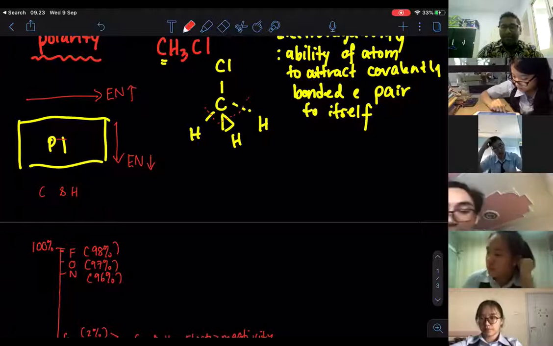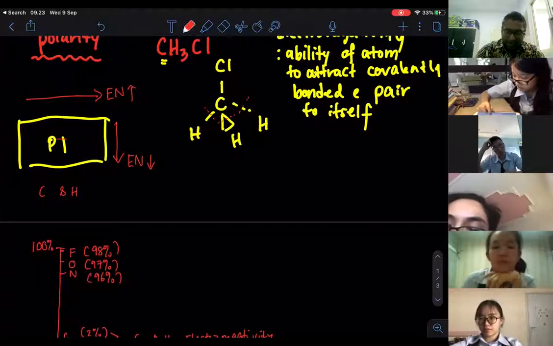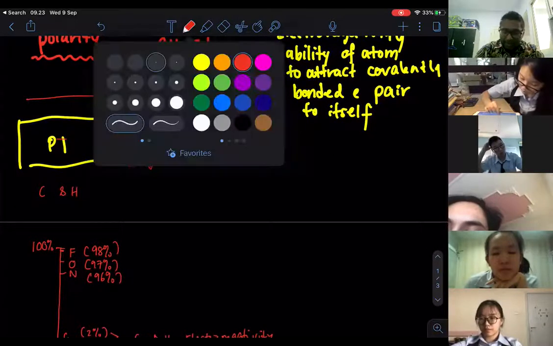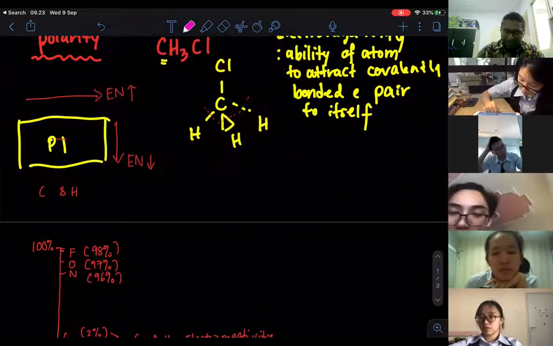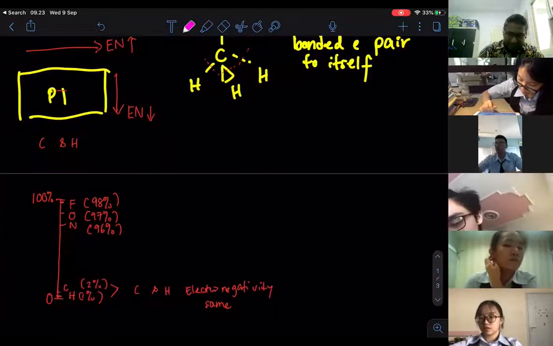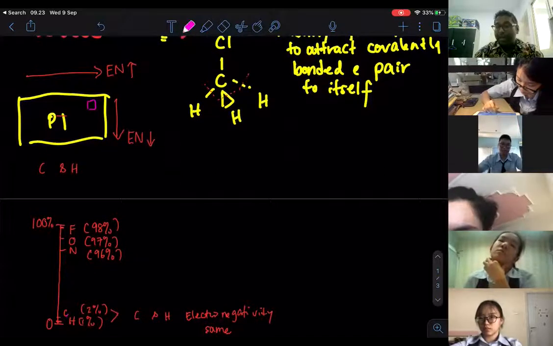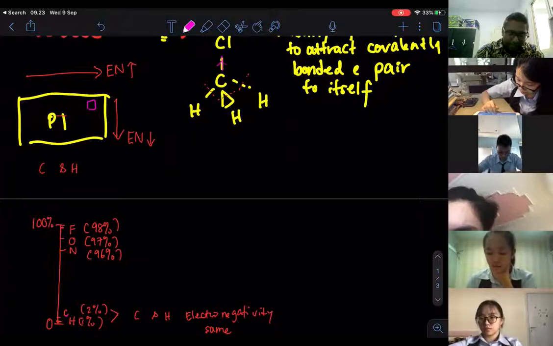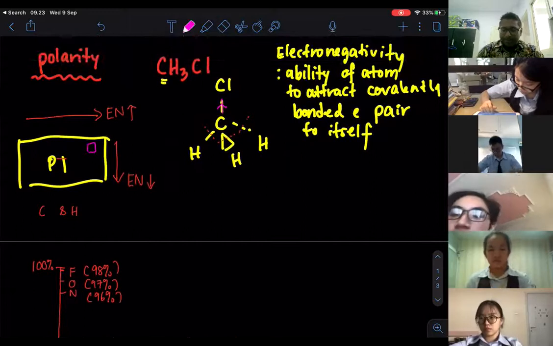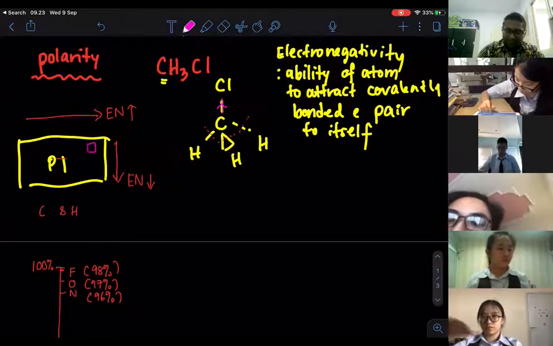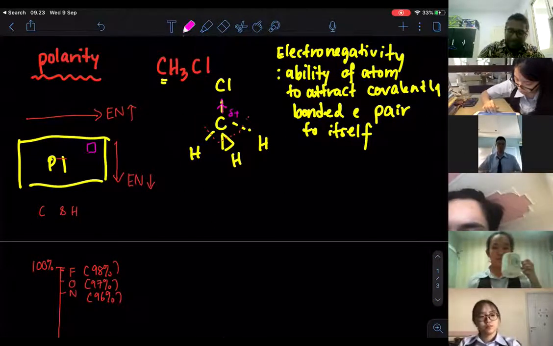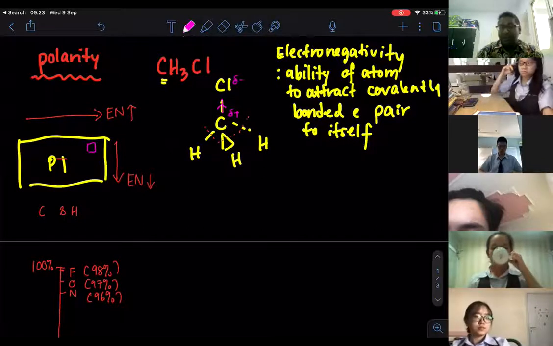But comparing carbon and Cl, just remember carbon is the weakest, and then you have Cl somewhere in group 17, which is going to be more electronegative. What happens? They will pull the electron towards the Cl, and that makes this entire thing delta positive. This is going to be delta negative.